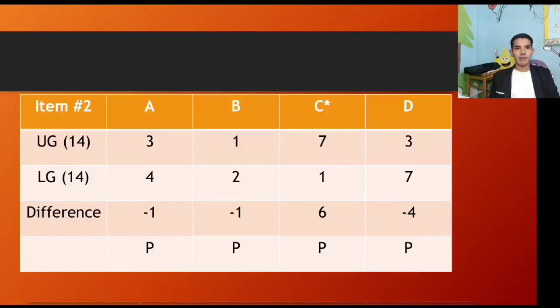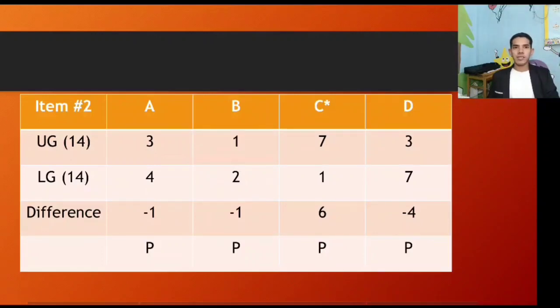So again, we have a set of data. We have to find the difference. So in our letter A, 3 minus 4 is negative 1. It is negative and it is a distractor, meaning to say it is plausible. Because it is negative. In letter B, 1 minus 2, we have negative 1. Again, it is plausible because it is a distractor and it has a negative difference.